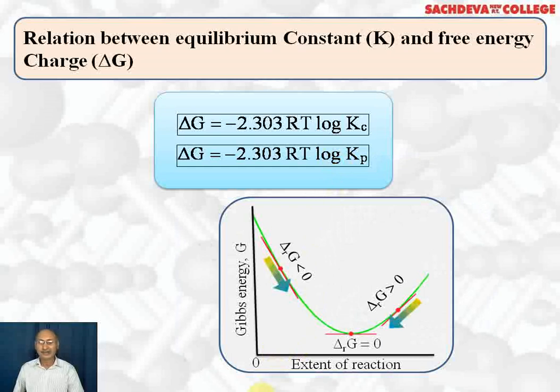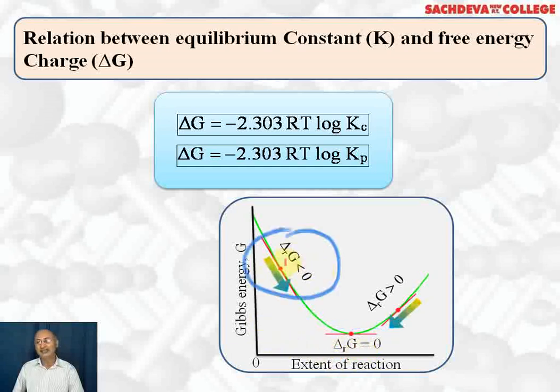This diagram explains how delta G, or Gibbs energy, is related to the extent of reaction. Delta G will be 0 when log Kc is 0. Log Kc will be 0 when Kc is equal to 1 or Kp is equal to 1. So if Kc is equal to 1, the process is in equilibrium, that is delta G is equal to 0. So delta G equal to 0 represents the equilibrium condition, that the process is in equilibrium.